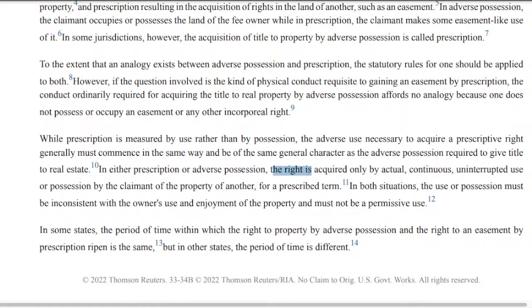You guys get this? Actual, continuous, uninterrupted use or possession by the claimant of the property of another for a prescribed term. In both situations, the use or possession must be inconsistent with the owner's use and enjoyment of the property and must not be a permissive use. So someone you're leasing it to, because they stay in there for a statutory amount of time, doesn't mean they can claim adverse possession. It has to be inconsistent with the owner's use and not a permissive use.